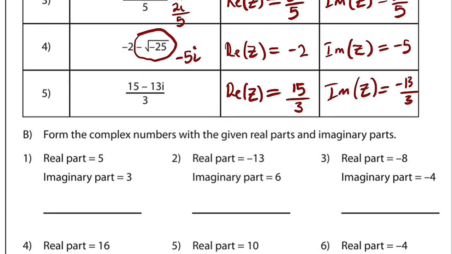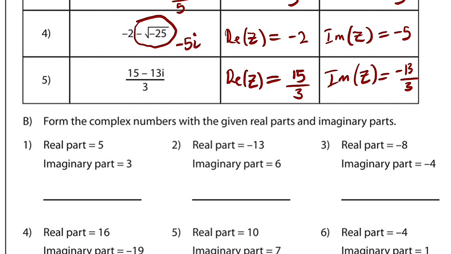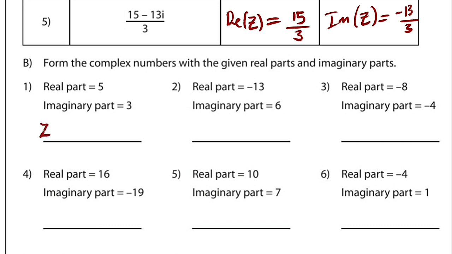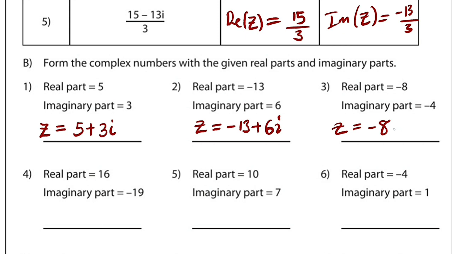What about the second part? We are given the real and imaginary parts, and we want to form the complex number at that point. So the complex number here is equal to the real part, which is 5, then plus the imaginary part, which is 3, then you bring your i. Coming here, we have negative 13 as the real part. Negative 13 plus the imaginary part, 6i. Number 3, z equal to negative 8. The imaginary part is negative 4, then minus 4i.